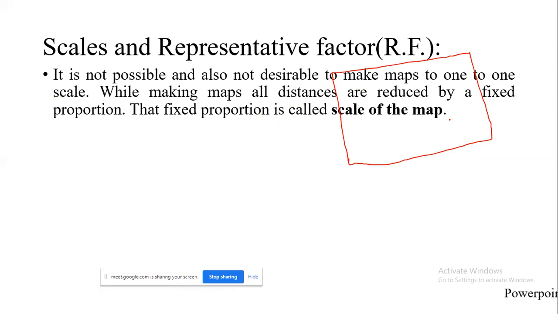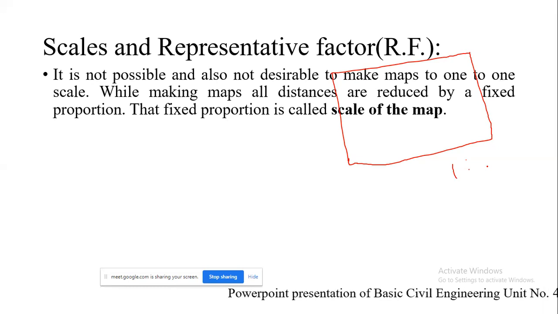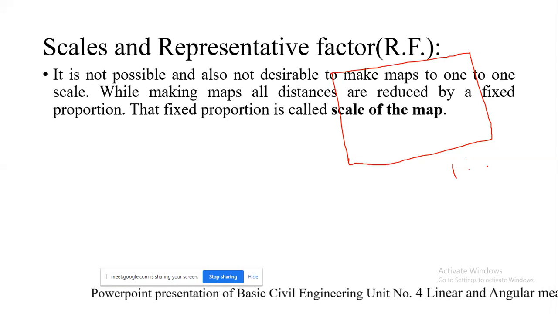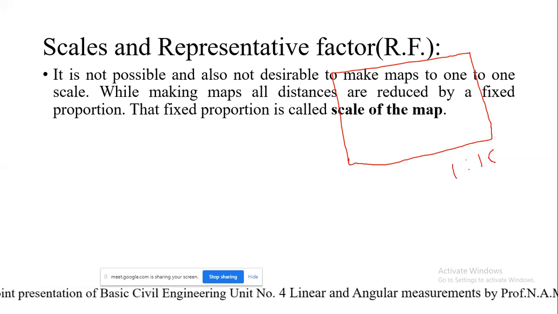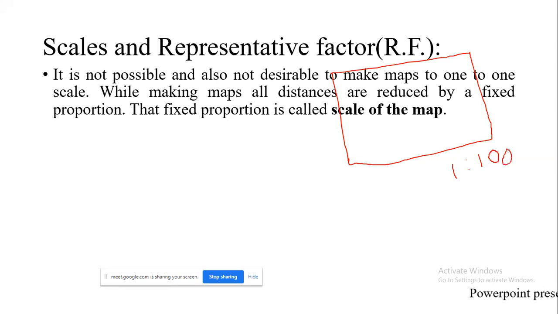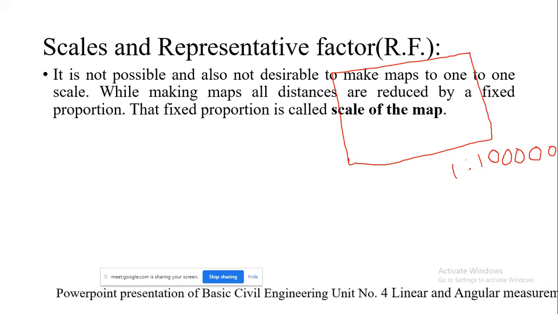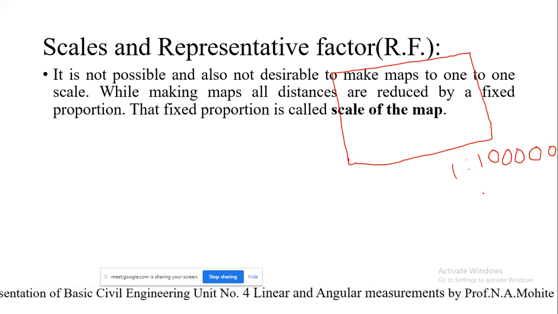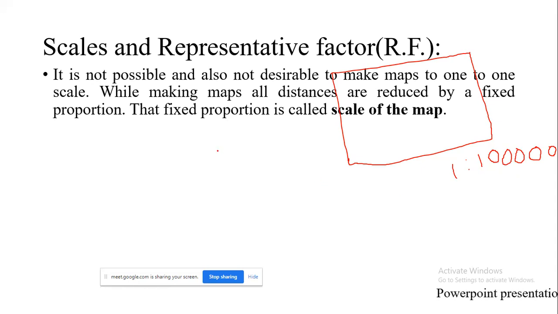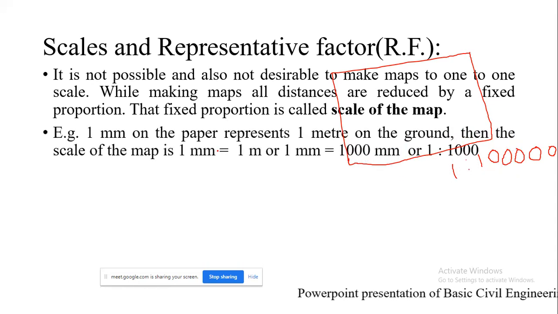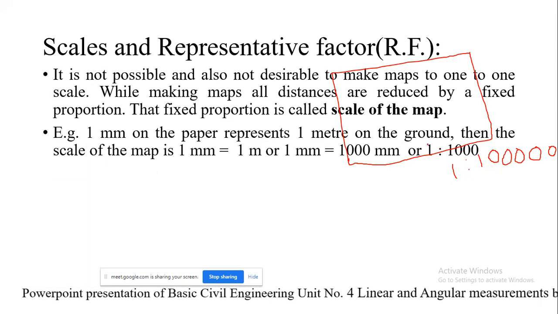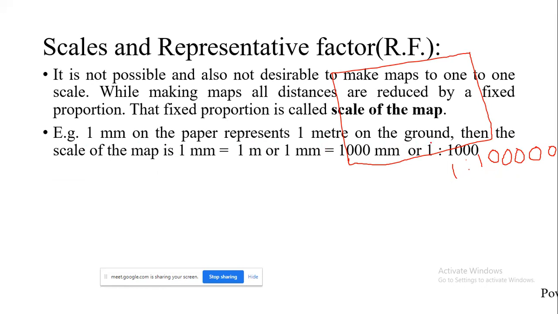In geography, you might have seen it in the corner, or when you are using Google Maps and you zoom in and zoom out, a certain value comes like 1 as to 2. When you zoom in, this value goes on decreasing. When you zoom out, the value goes on increasing. That is nothing but the scale. For example, 1 millimeter on the paper represents 1 meter on the ground. Suppose 1 meter is the distance on the ground.